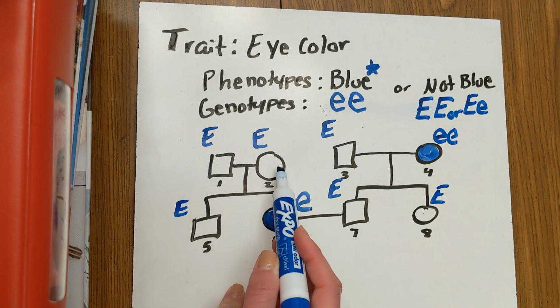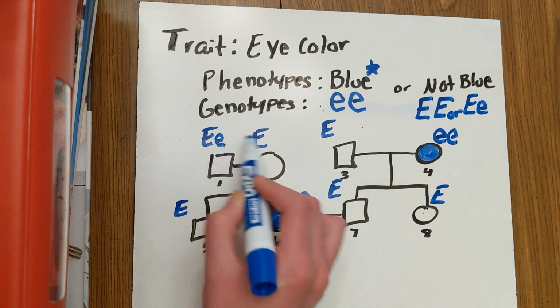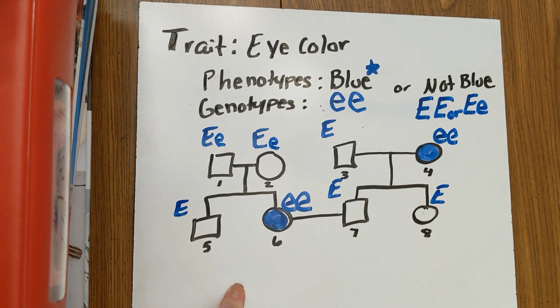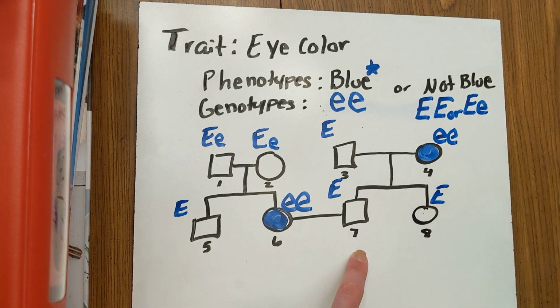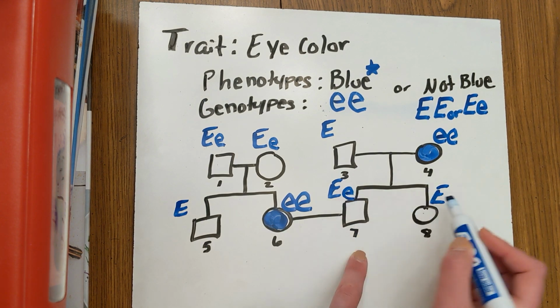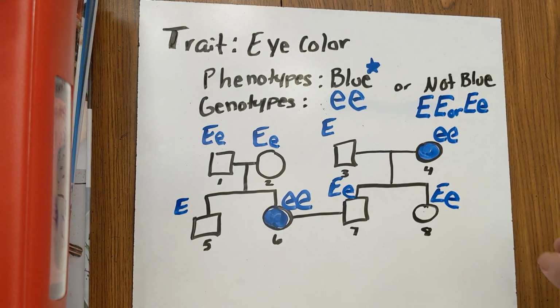So 1 and 2 have a blue-eyed child. The only way that it's possible for them to have a blue-eyed child is if both parents gave a little e. Over here, 4 has 2 children, and we know that the only thing she can give her children is a little e. So both 7 and 8 are heterozygous, or big E, little e.